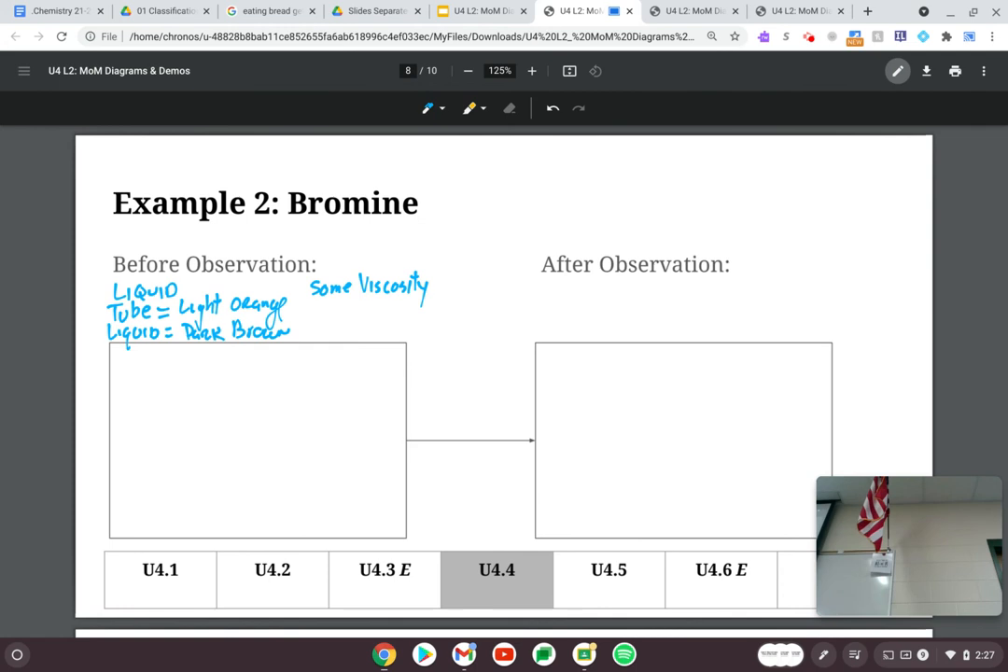Does the amount of liquid look the same? And then what about the color of the tube? Darker? Lighter? It looks more red. Okay.